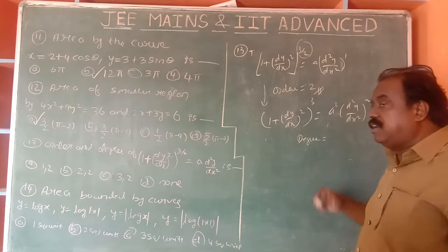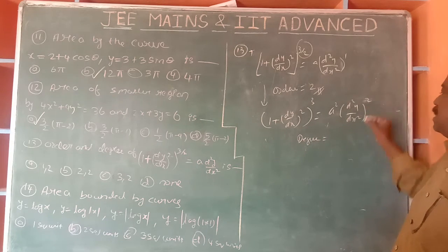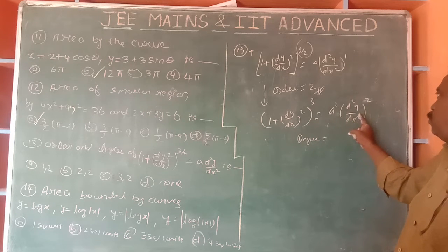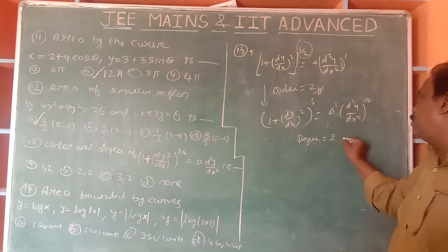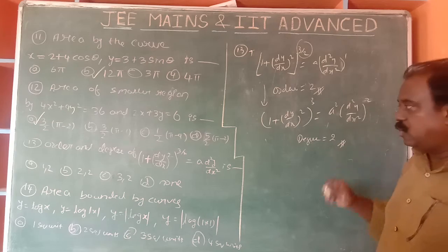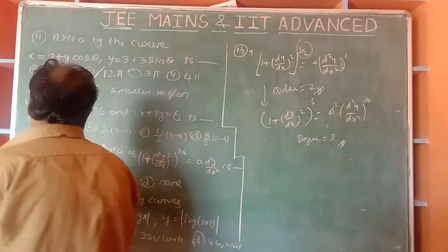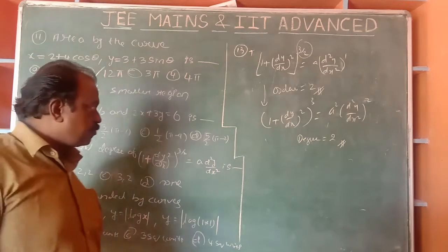Degree, as I already told you, is the highest index of the highest order derivative. The highest is d square y by dx square, which has 2. So its order is 2 and the degree is also 2. So we have to put option B. Okay now? Right.